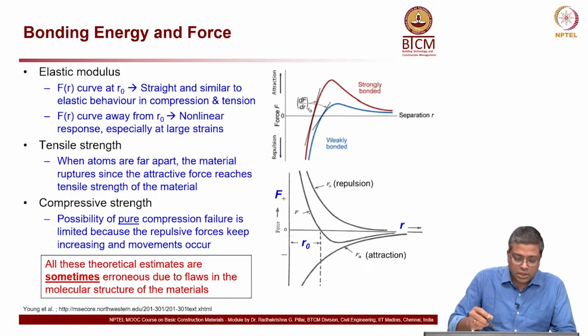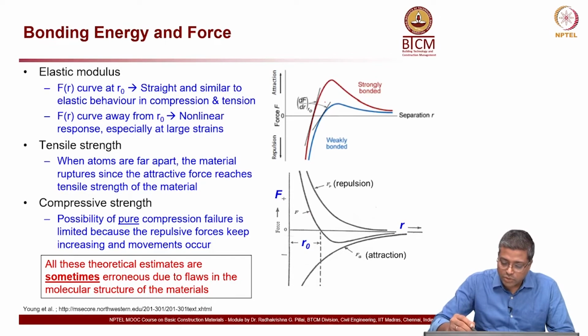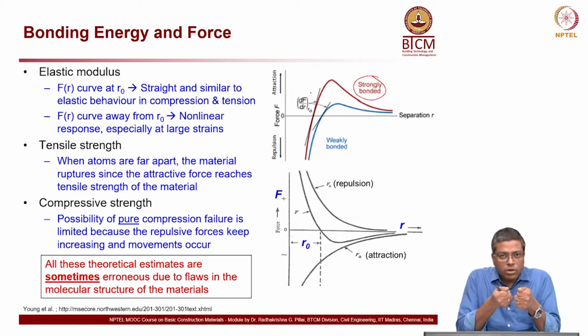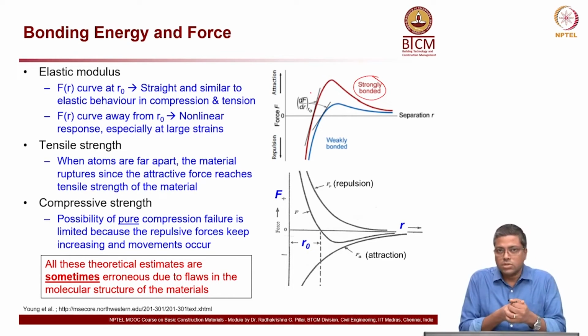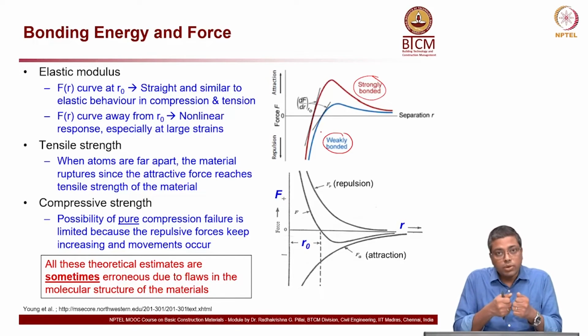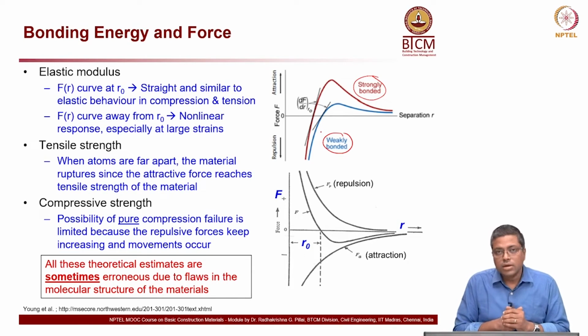Here you can see very clearly on the top right sketch the dF by dR which we are talking about. The slope of the red curve, which is a strongly bonded material, is higher. That means when you try to pull, there will be a lot of force acting against the pulling force. The blue one is a weakly bonded material. That means when you try to pull, the force generated is not as high as in the case of the red one.